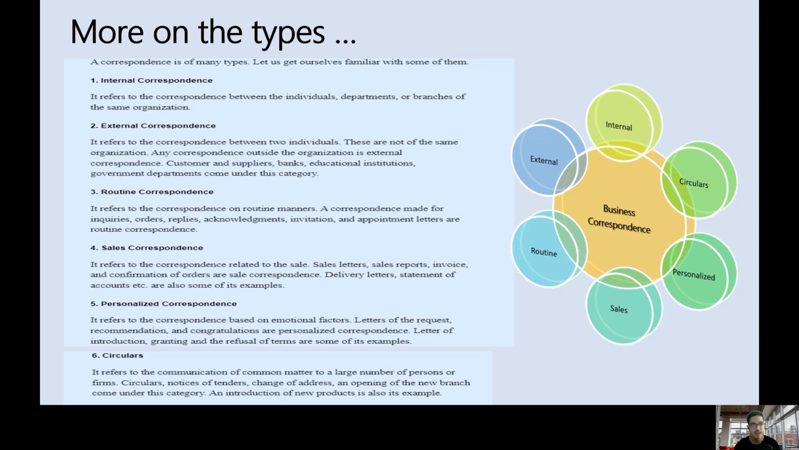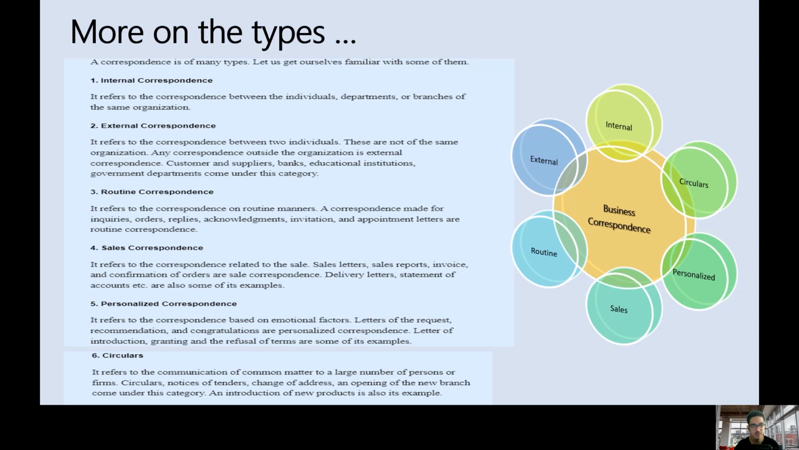On the opposite side, we have external correspondence, which is usually between two individuals, but they do not work in the same place. So think of you as a person working for a company contacting a bank, or a customer contacting you. If you work in sales, then you contacting a supplier, a bank, an educational institution. All of these are going to be emails that are of external correspondence, because you're talking to someone externally. It's not someone that works with you or in the same company.